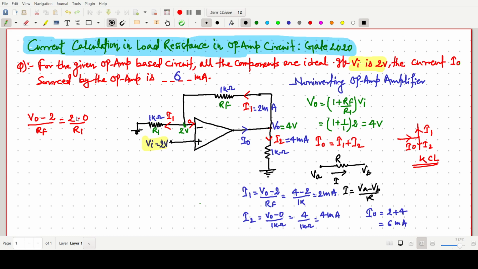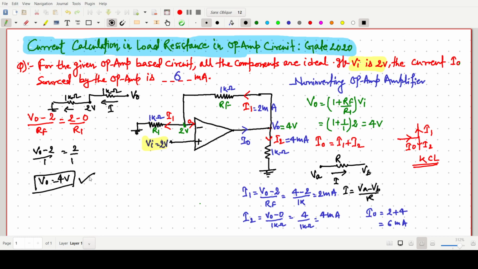Simple concept. This one is one resistance, and this voltage is 2 volt. This other resistance is 1 kilo ohm, and this is connected to the output. So this current is the same as this one, because I know that at the inverting input there will be zero current. So we can write V naught minus 2, RF is 1, and 2 by R1 is also 1, 1 1 cancel. So we can say V naught equals 4 volt.